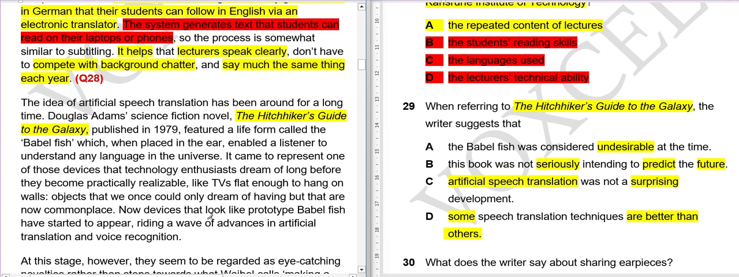Now devices that look like prototype Babel fish have started to appear, riding a wave of advances in artificial translation and voice recognition. Okay, so here is our information. Now you will have some time to tell me the answer, and your time starts now.